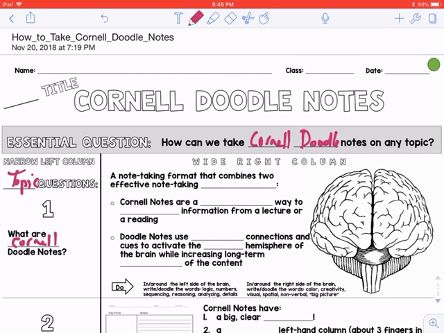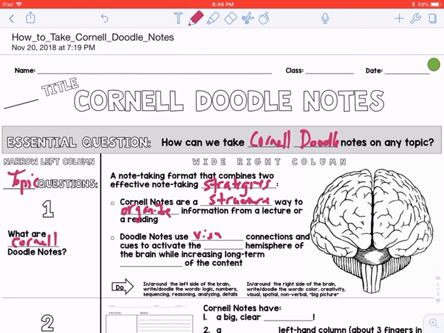This is a note-taking format that combines two effective note-taking strategies. And Cornell notes, we've done these a little bit in class before. They're a structured way to organize information from a lecture or a reading. And doodle notes are visual connections and cues to activate the right hemisphere of the brain while increasing long-term retention of content. So this is where I was saying that this is going to be helpful for us.